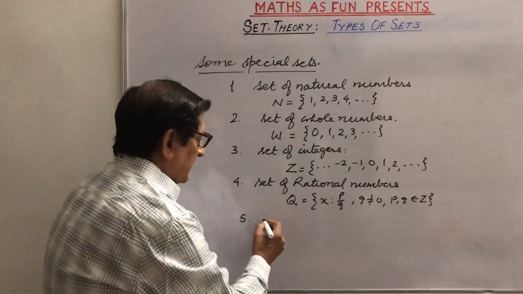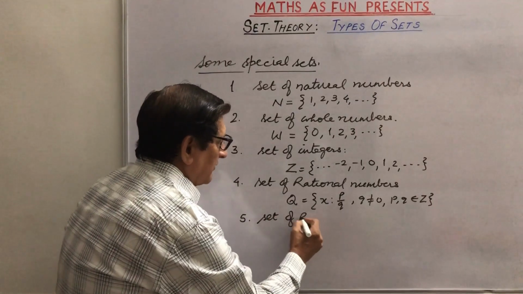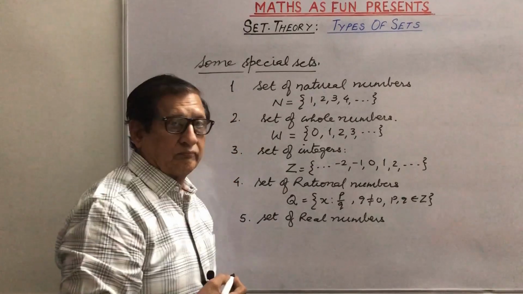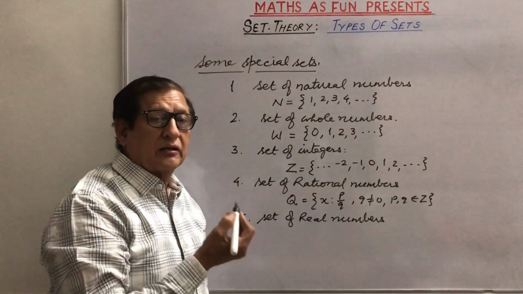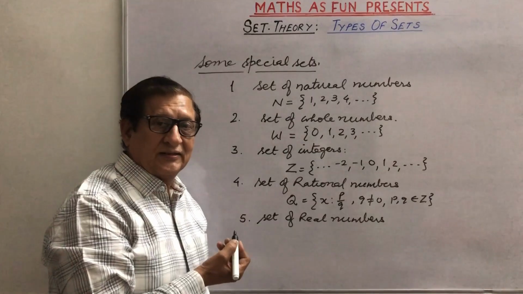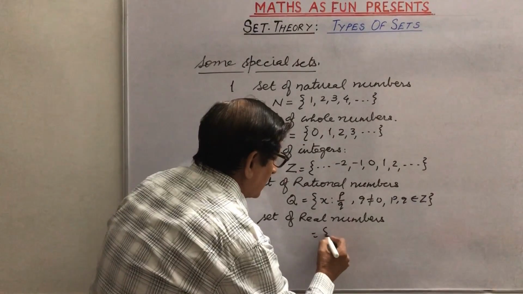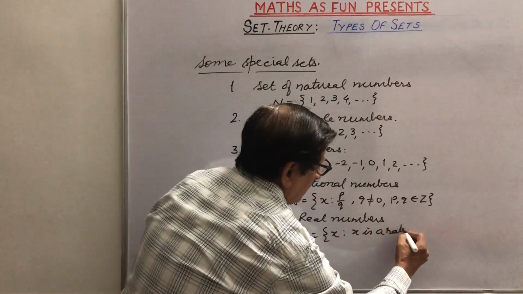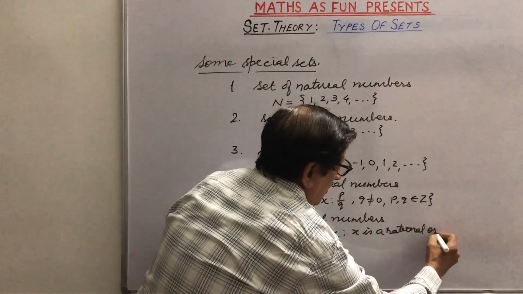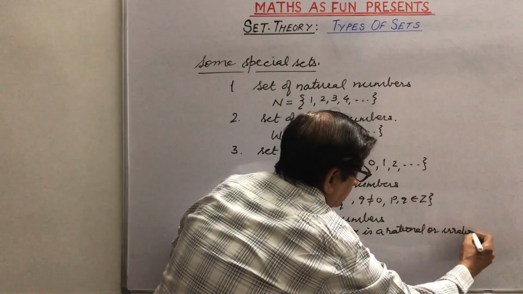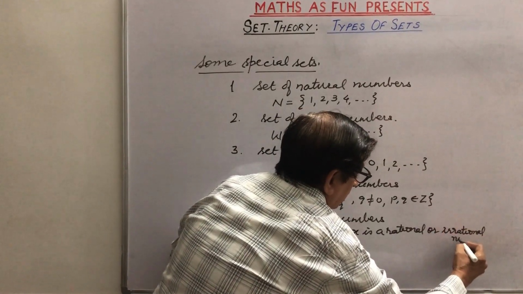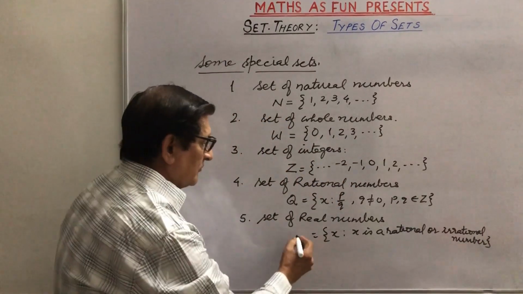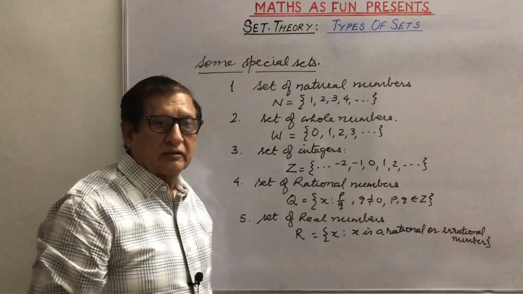Next we have the set of real numbers. We know all rational and irrational numbers are known as real numbers. So here we can write x such that x is a rational or irrational number. This set of real numbers is represented by R.